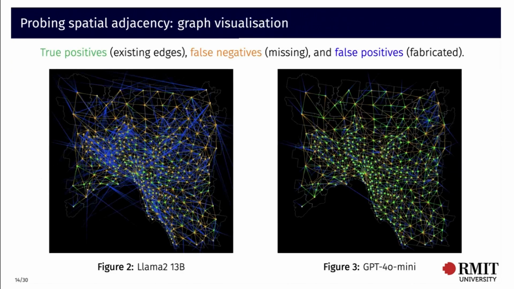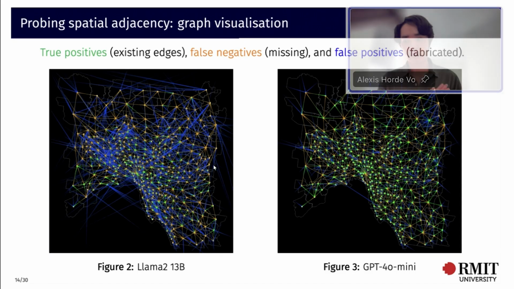So after we prompt the models, this is qualitatively the type of representation that we can have in terms of adjacency. True positive edges mean that the model perfectly detects the right edges. False positives mean that the model detects wrong connections. False negatives mean that the model couldn't detect the right connection. And false positive, that means that the model has fabricated the edges.